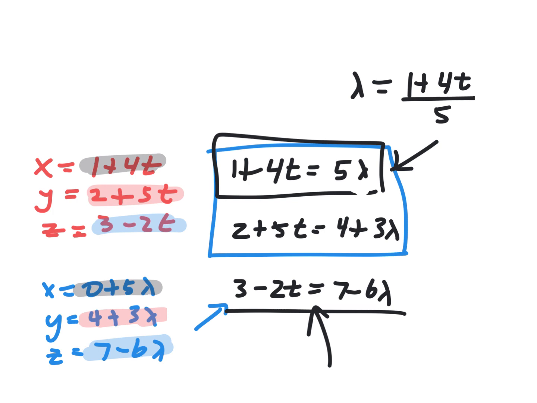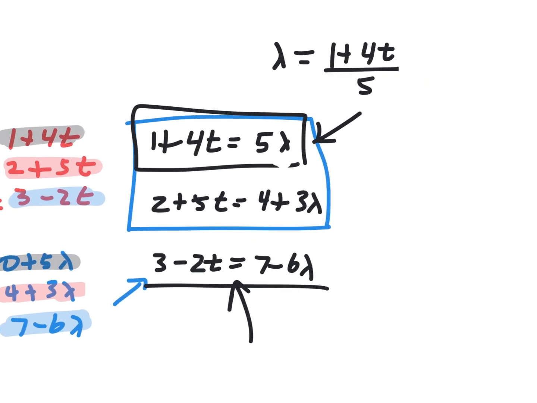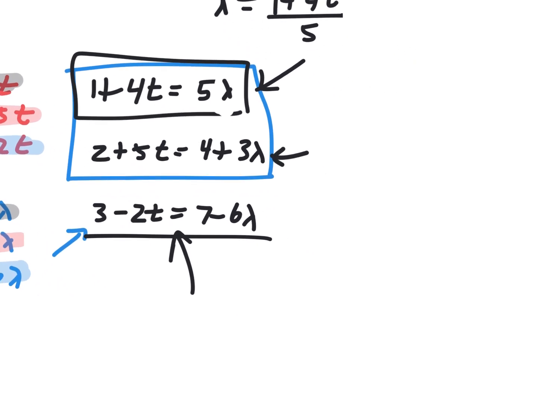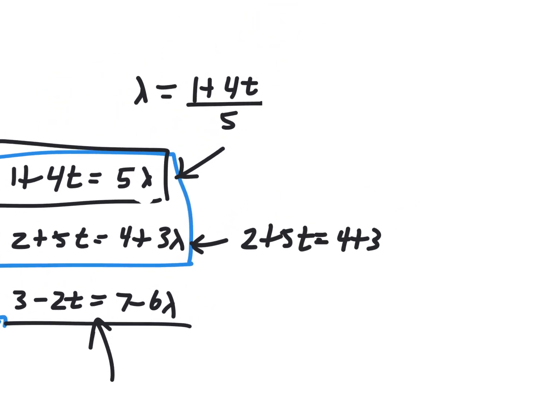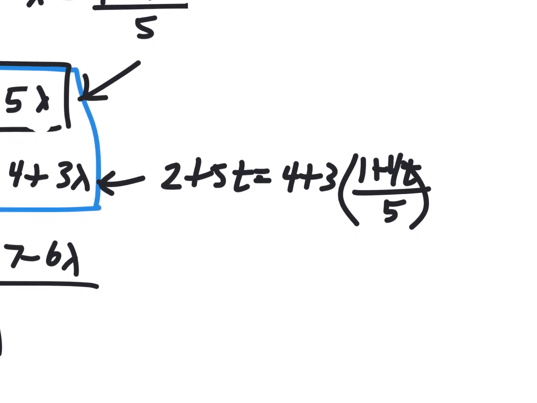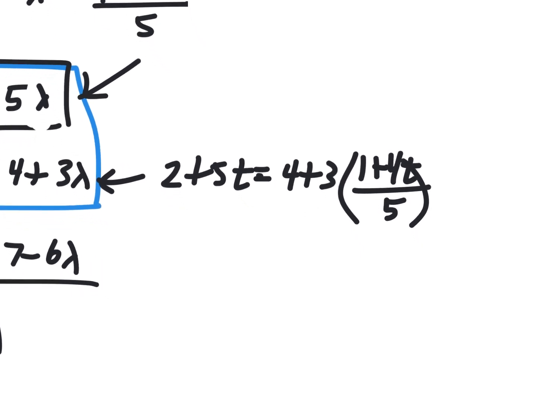There. And now I'm going to go down to this one, and I'm going to write 2 plus 5t equals 4 plus 3, and that's where lambda would go. But I now know lambda is 1 plus 4t over 5. Now, I'm going to subtract 4 from both sides. That's easy.